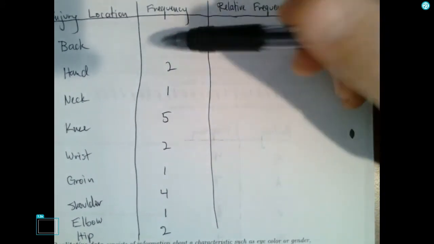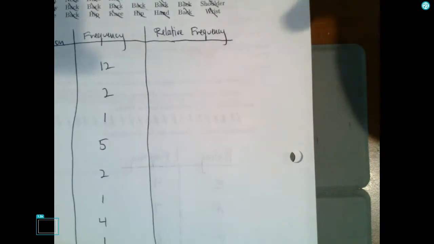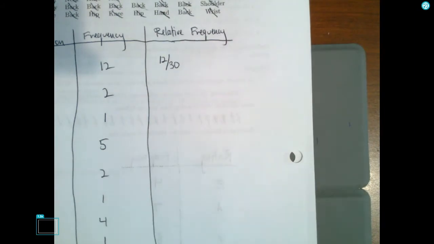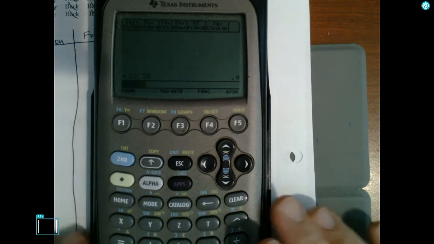Now, to get the relative frequencies, I'm going to divide each of the frequencies by the total, which is 30. So to get the relative frequency for back injuries, it's going to be 12 divided by 30. Then I can use my calculator to change that into a decimal. If I just type in 12 divided by 30, I get 0.4. Here I'm going to do 2 divided by 30. I get 0.0666, and I'll round to 3 decimal places, so I'm going to say 0.067.